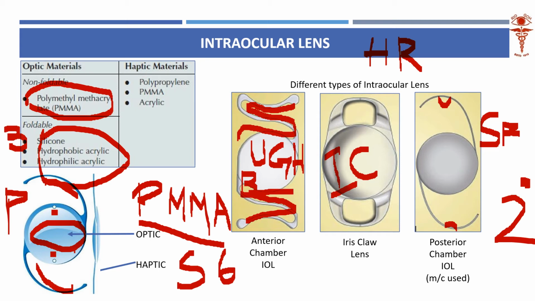The foldable lens will be made of silicon and acrylic. Please remember, silicon is one and acrylic is another. These two materials are well suited for folding, and through an injector they can be implanted into the eye. So that is the story of rigid lenses, foldable lenses, and secondary intraocular lenses.